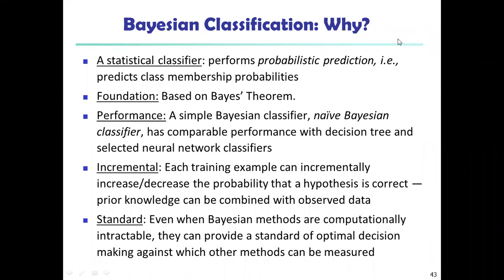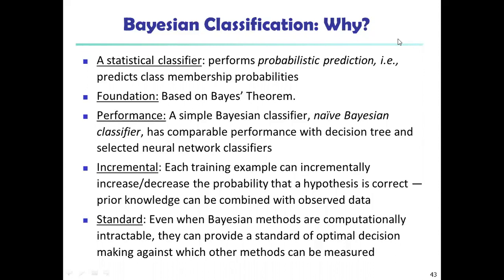Bayesian classification. What is Bayesian classification? Bayesian classifiers are statistical classifiers. In Bayesian classification, we use the maximum of the probabilistic predictions. That is, it predicts class membership probabilities, such as the probability that a given tuple belongs to a particular class. So each and every tuple belonging to a particular class will be classified by Bayesian classification.